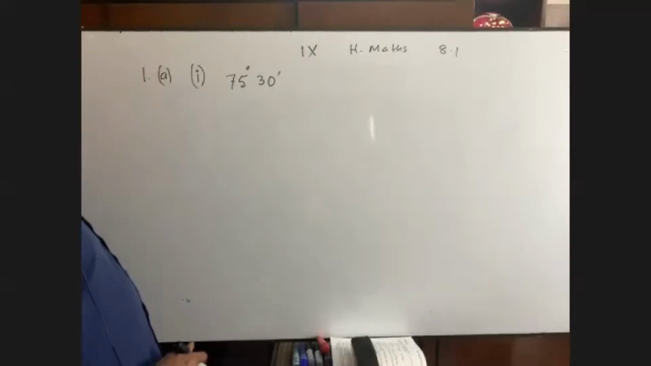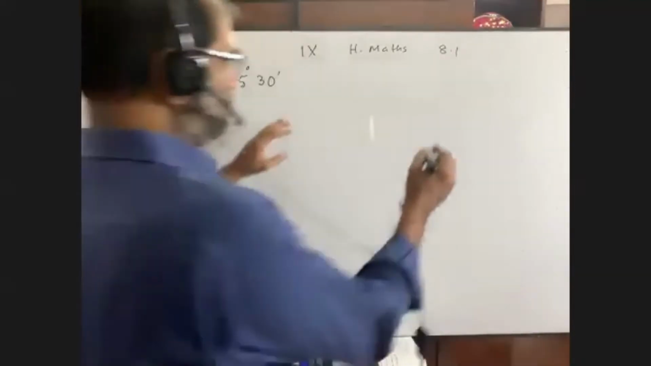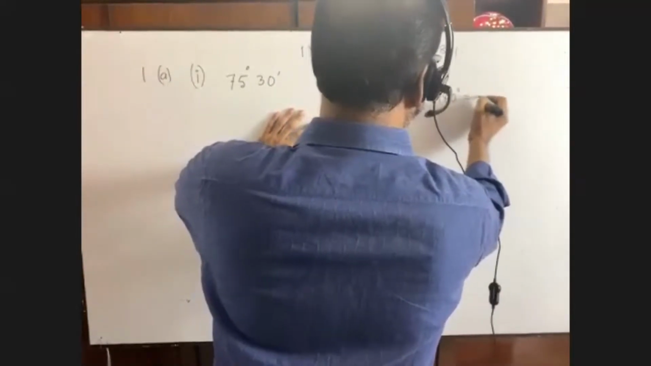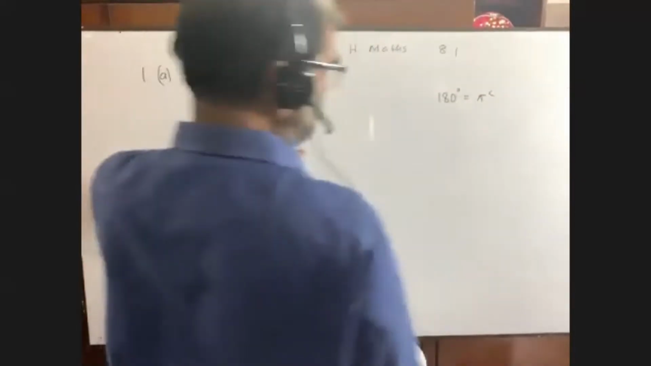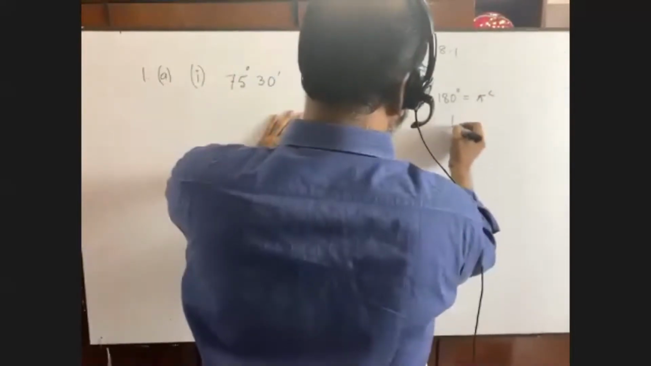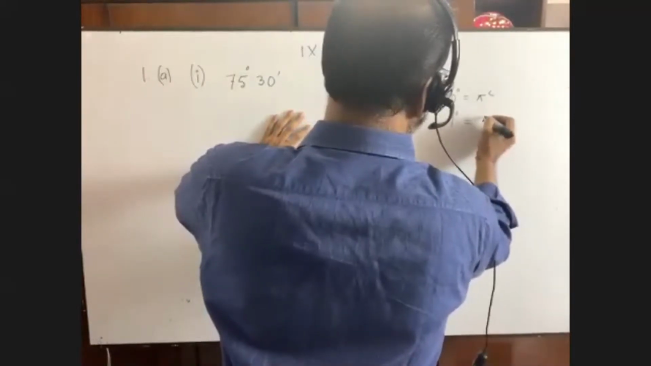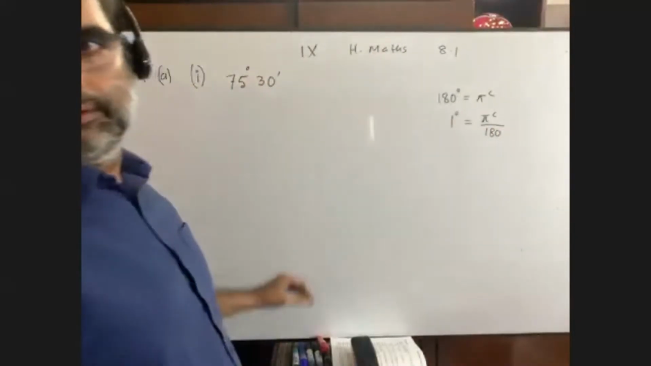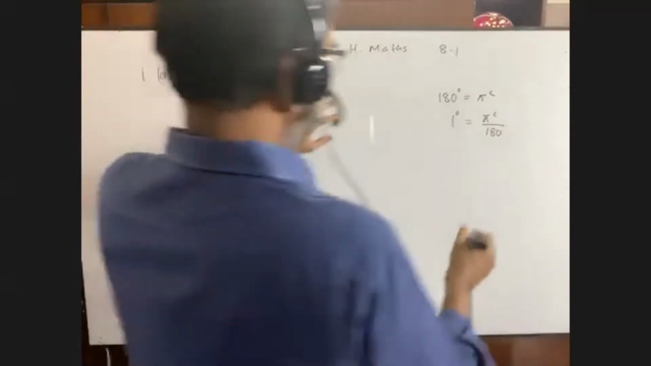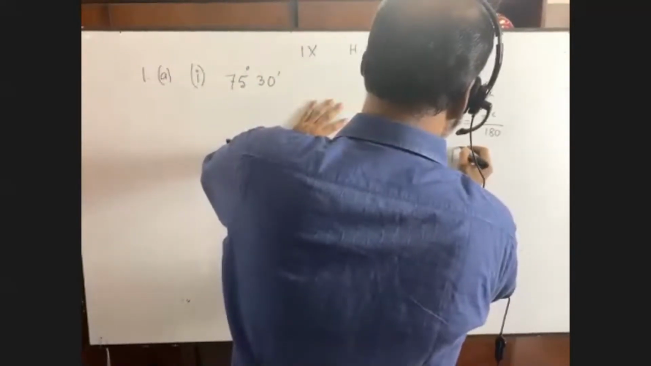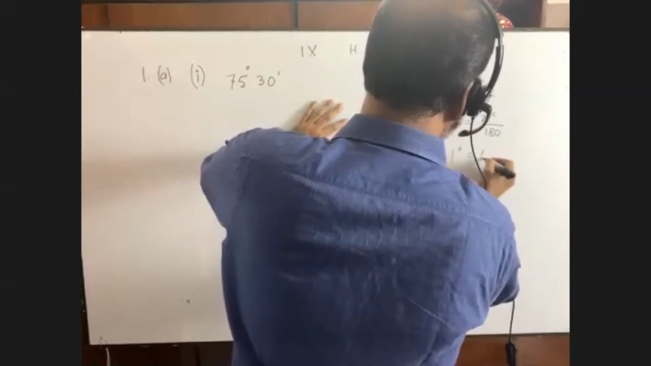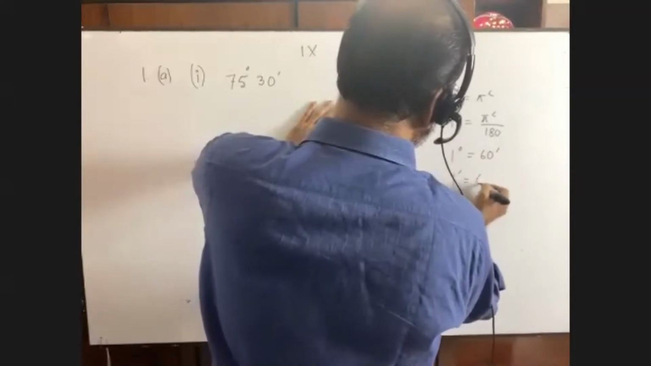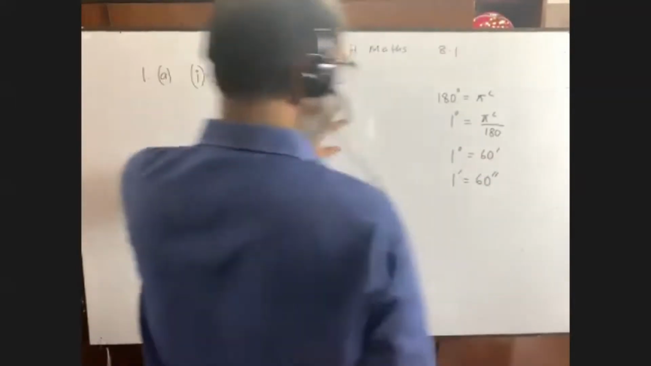Know, write down 180 degree equals to pi radian, right? 1 degree equals to pi radian by 180. Perhaps we know it, right? Then 1 degree equals to 60 minutes. We know 1 minute equals to 60 seconds. We know this all, right?